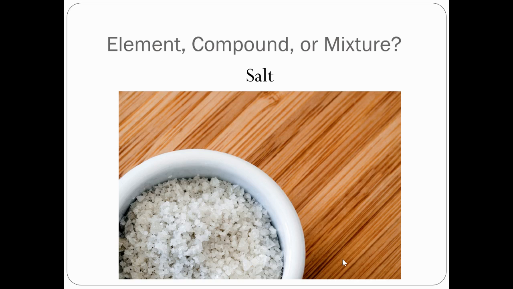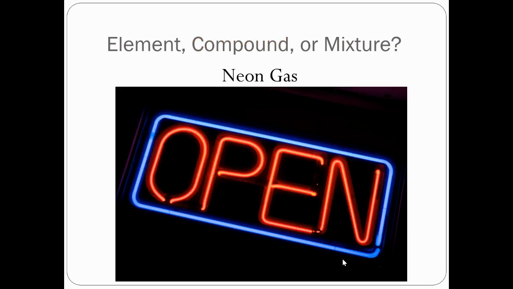Salt. We talked about this one quite a bit. What is salt? So salt is a compound, right? NaCl. Remember, it's always in that ratio, 1 to 1, 1 Na to 1 Cl. It's chemically combined together. And when they're separate, the sodium and chlorine are very different than when they're put together, right? So this is a compound.